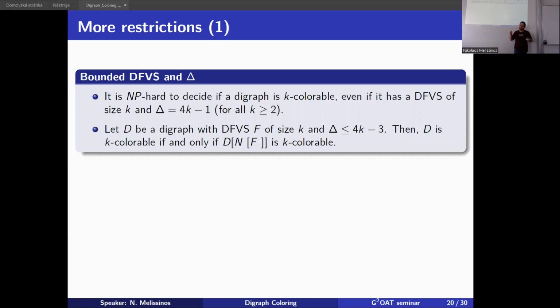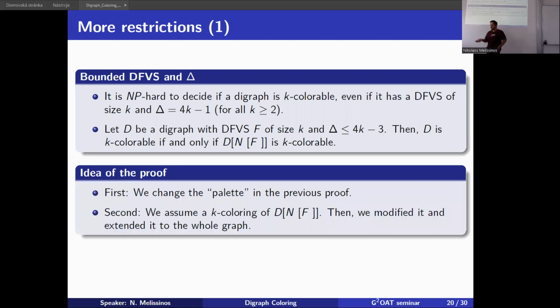And still, if you play a bit with the previous palette, you can create a more complicated one, so that the problem remains NP-hard even if the maximum degree is 4k minus 1, while it becomes tractable if the maximum degree is 4k minus 3. The idea is that you can color the close neighborhood of the directed feedback vertex set, and then you can extend it.